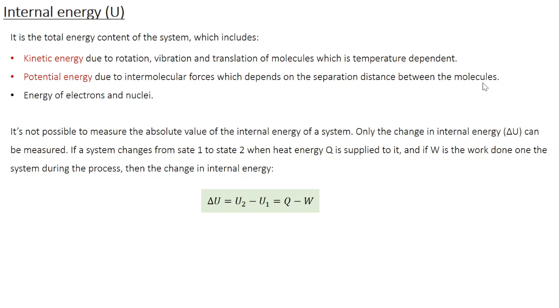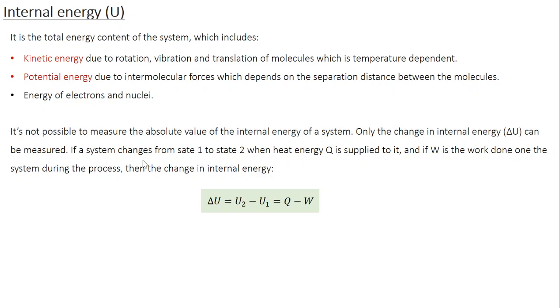Probably you are familiar with the concept of electrostatic potential, right? Which is 1 by 4 pi epsilon naught Q by R. So potential energy has a 1 by R dependence, which means when R or the separation increases, the energy is going to decrease. The third component is the energy of electrons and nuclei. Now, one problem with internal energy is that I cannot measure the absolute magnitude of the internal energy. I can only measure the change in internal energy, delta U.